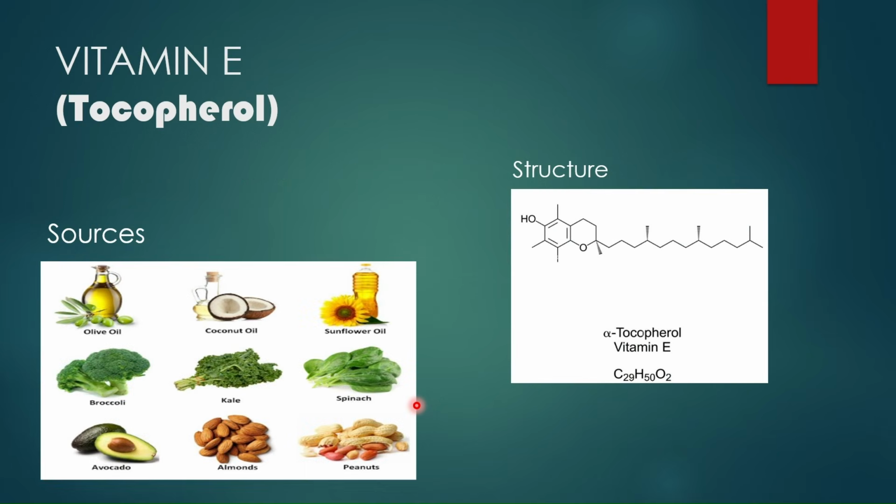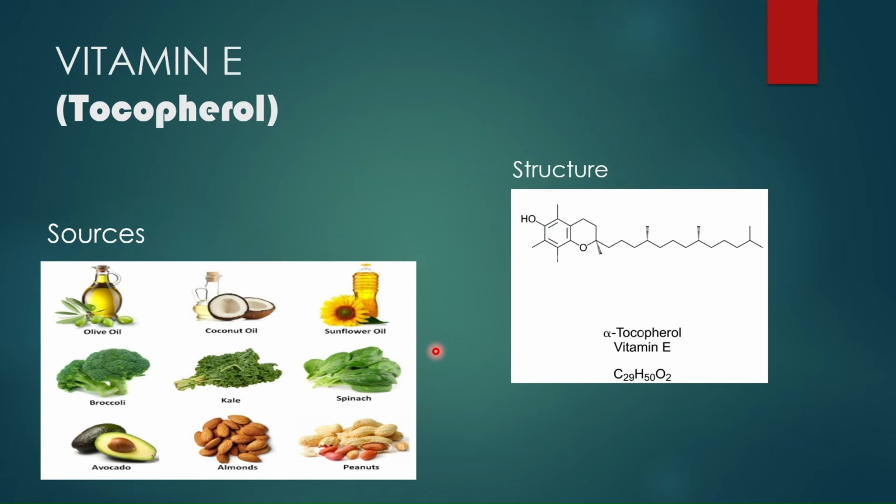Let's look at our next vitamin, that is vitamin E. Vitamin E is also known as alpha-tocopherol. Alpha-tocopherol contains 29 carbon atoms, 50 hydrogen atoms, and 2 oxygen atoms. The richest sources of vitamin E include oils like olive oil, coconut oil, sunflower oil, as well as some vegetables like spinach, peanut, almond, avocado, etc.